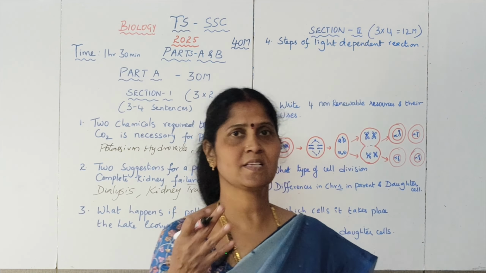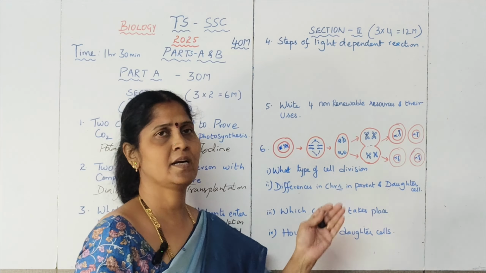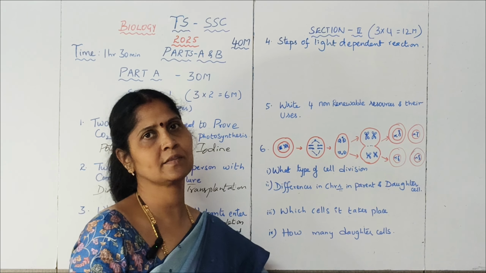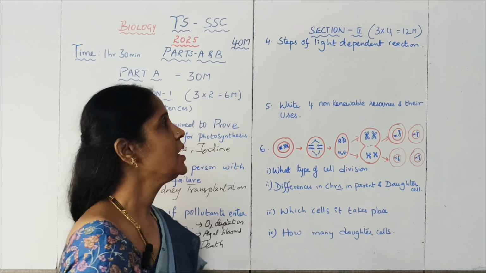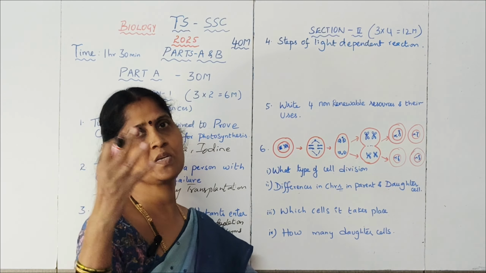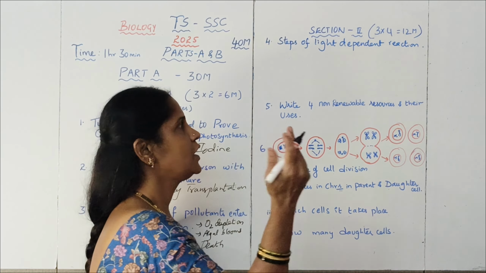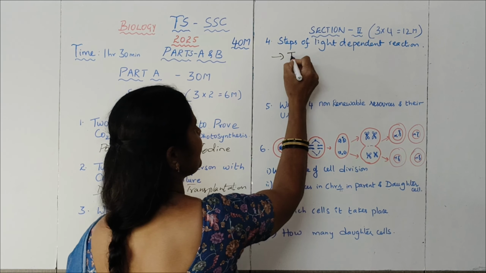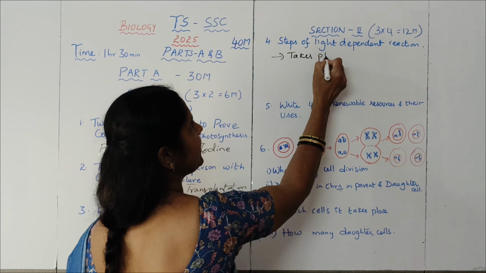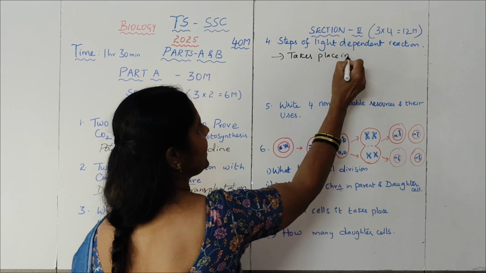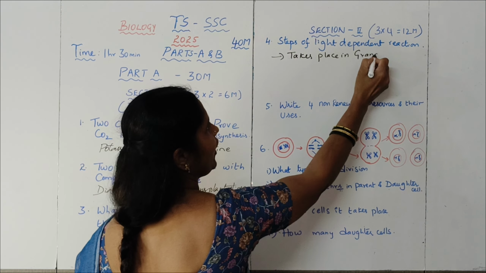Then the next section, which is essay type, carries 4 marks. Each answer carries 4 marks. You have to write your answers in 5 to 6 sentences. First is the steps of light dependent reaction. Light dependent reaction takes place in grana. First you write that. It takes place in grana or the thylakoid membranes.